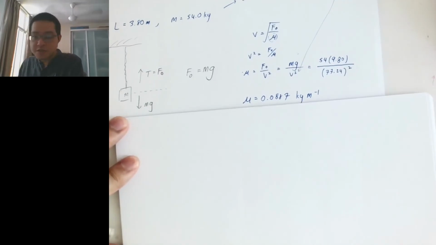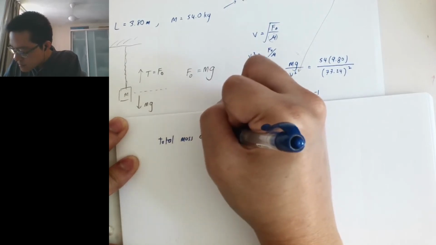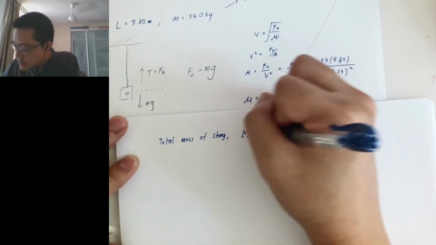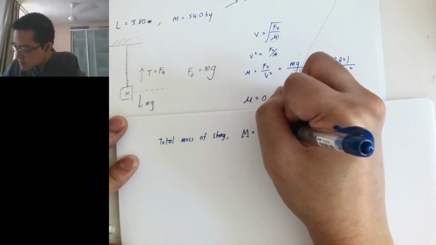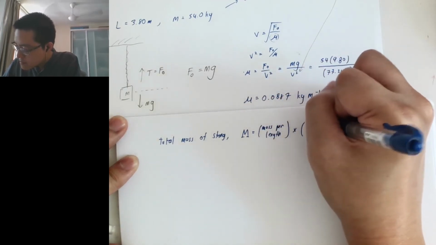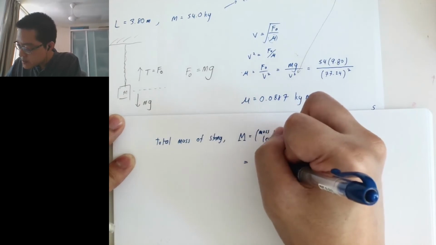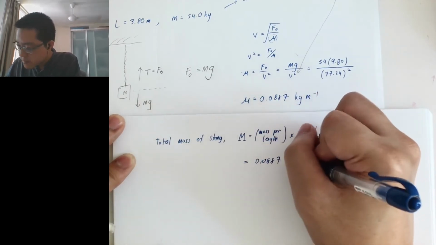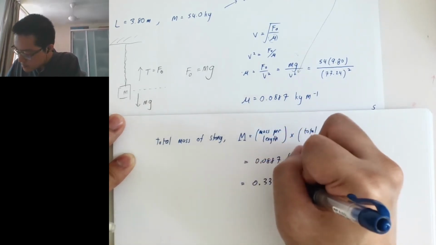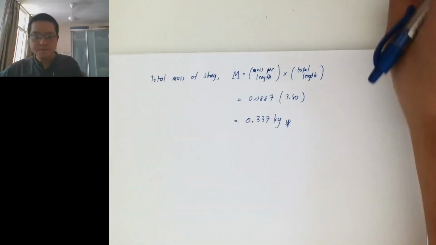So the total mass of the string, right? I'll call this big M because I already called this small m. So it equals mass per length times total length. So mass per length is 0.0887, and the total length was 3.8 meters. So the answer is 0.337 kg. Right, so this is how you get the system.